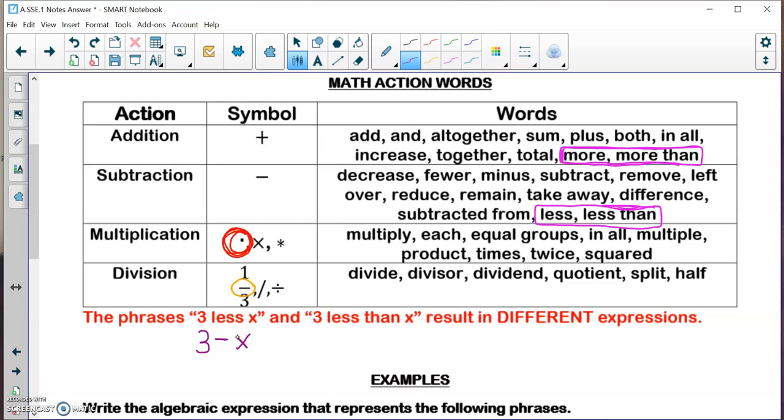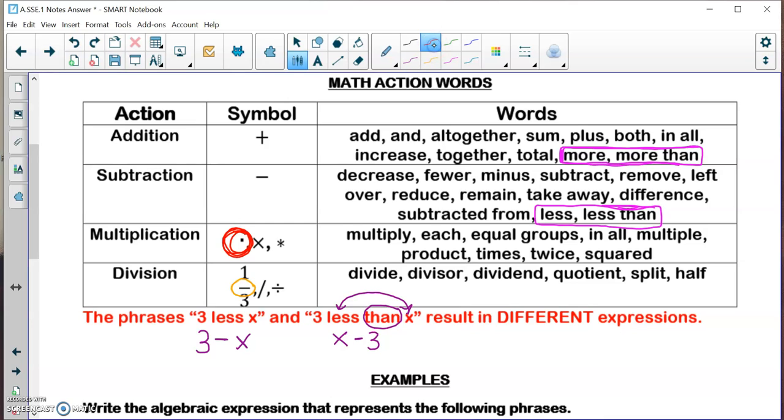As soon as you put the word than in the statement, it flips your entire statement around. So the x and the 3 get flipped around and it becomes an x minus a 3. Same with more and more than. If I did 3 more x, that would be 3 plus x. 3 more than x would be x plus 3.